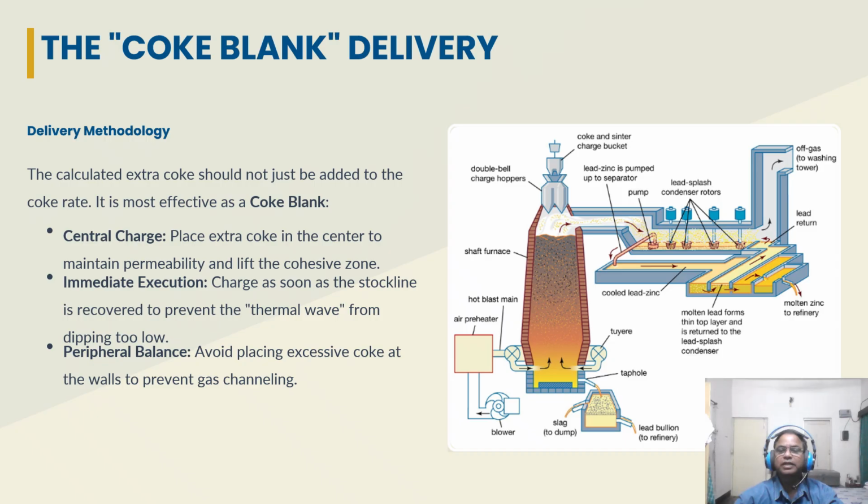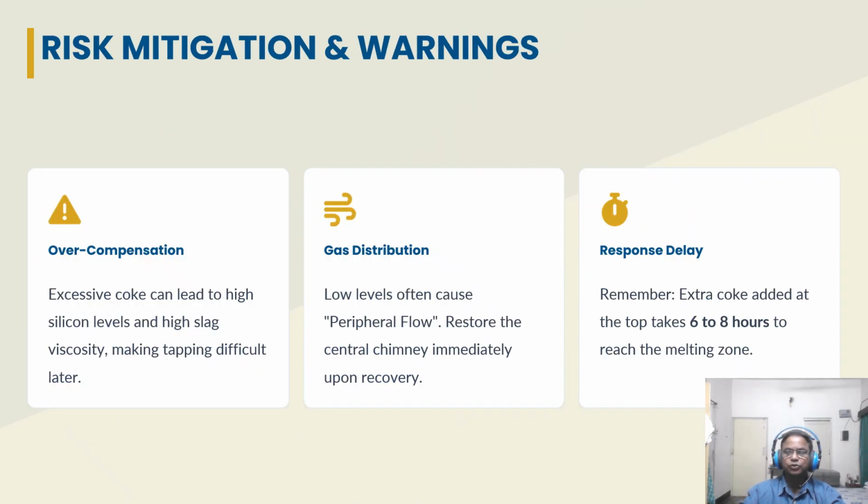So what is the risk mitigation? As far as risk mitigation and warnings are concerned, there is a simple graphic with three warning icons. One is overcompensation with an up arrow. Two is gas distribution with an arrow moving to the wall. And three is response delay with a clock. So this is a precise operation. There are three critical warnings I want to leave with you.